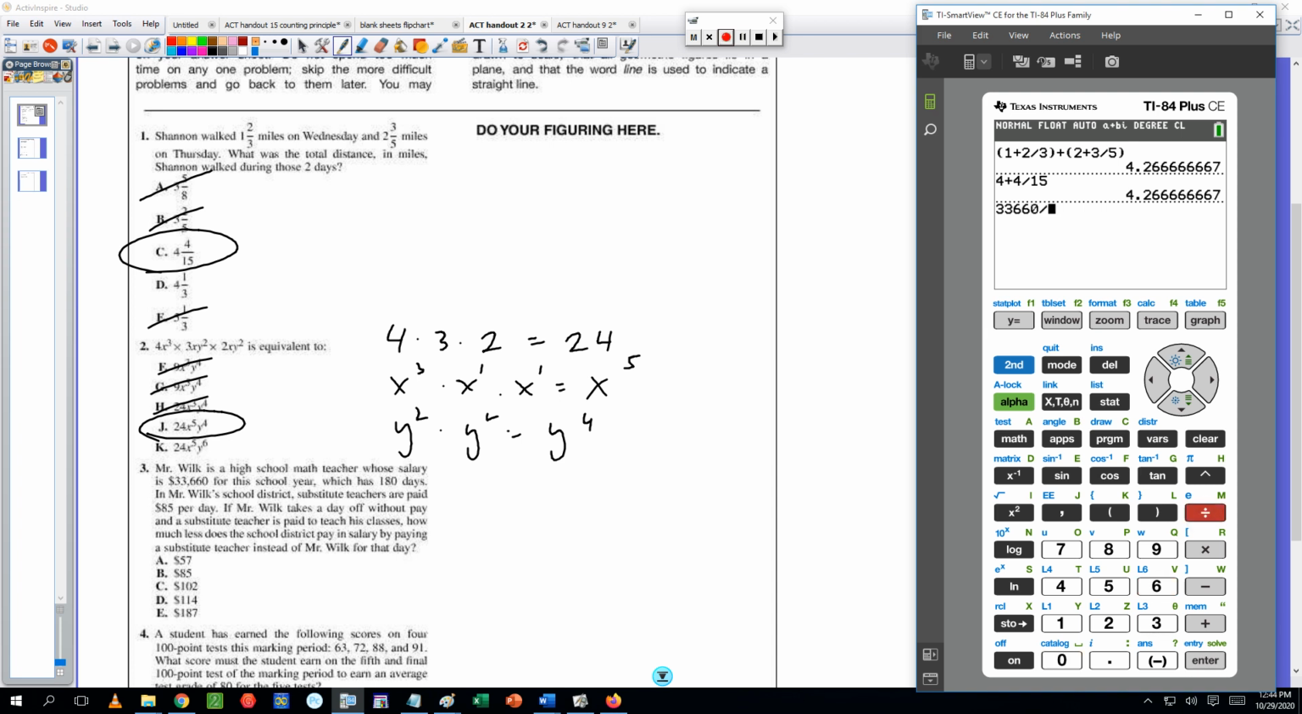33660 divided by 180. He is paid $187 a day. Subtract 85 will be 102. C.